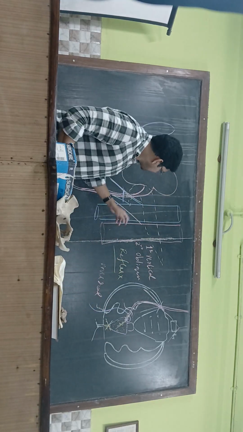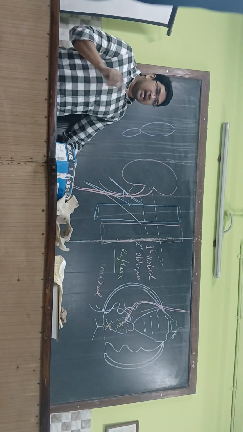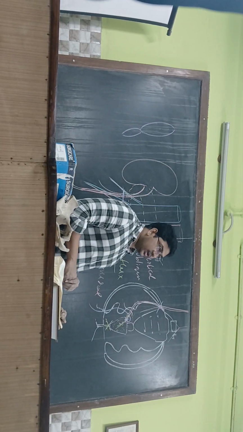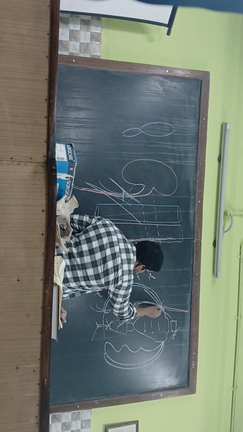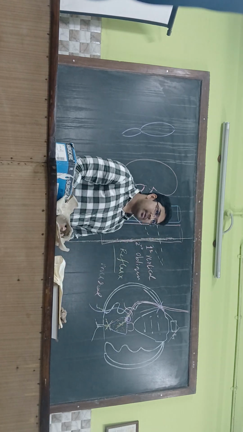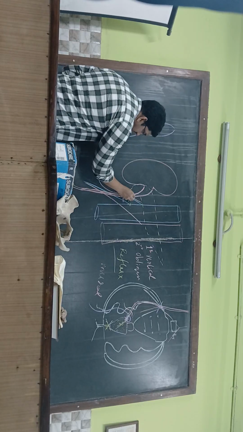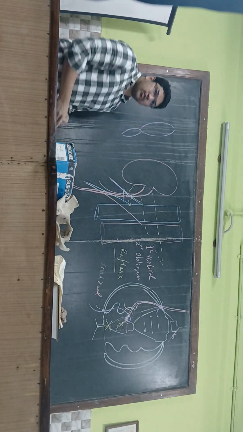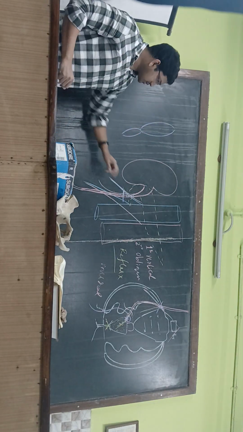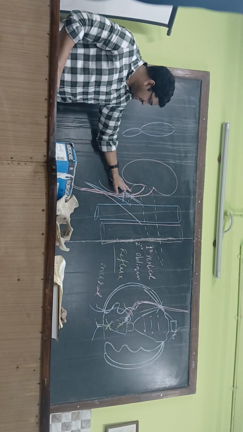See here. Whenever there are constrictions within the ureter at these three levels, if there is a stone formation within the ureter, what is that? Ureteric calculus, nothing but the stone formation within the ureter. Because of these constrictions, there is a chance of obstruction to the stone passage through the ureter at these three constrictions.